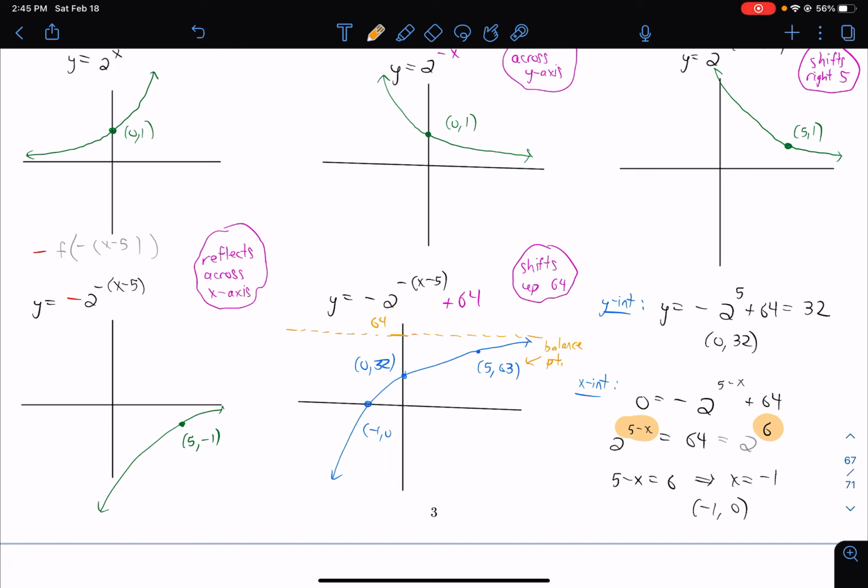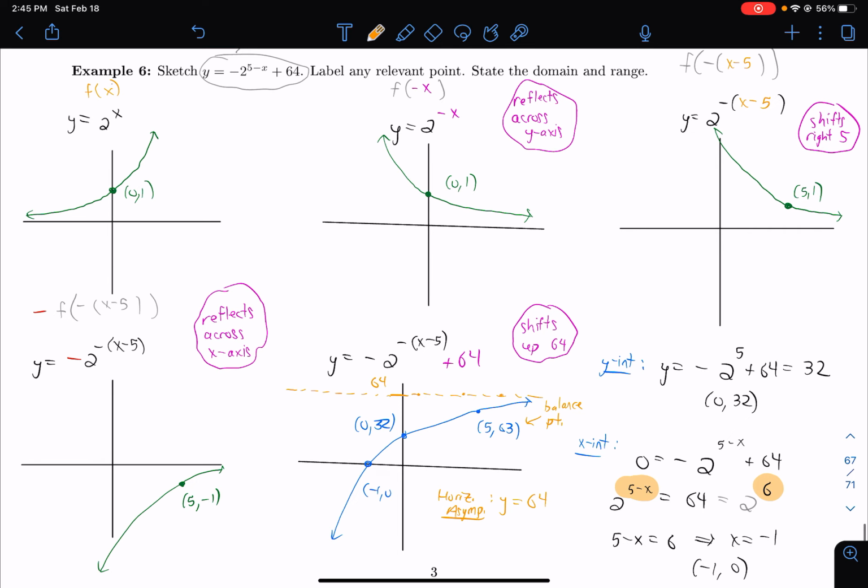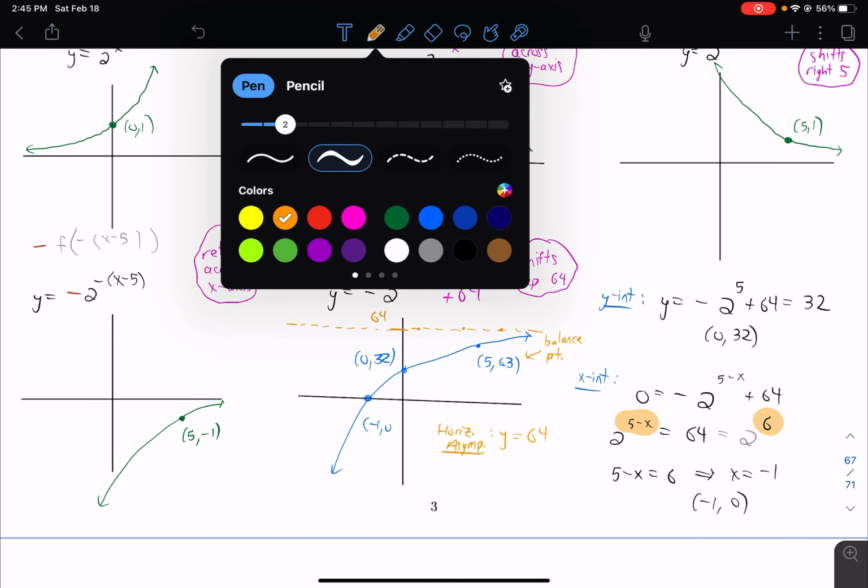All right, what else did the problem want? Asymptotes, those are relevant things. There's a horizontal asymptote going through something equals 64. And every single point on this horizontal asymptote has got the same y value: y equals 64. Okay. So that was one of those relevant points, and then it said find the domain and the range.